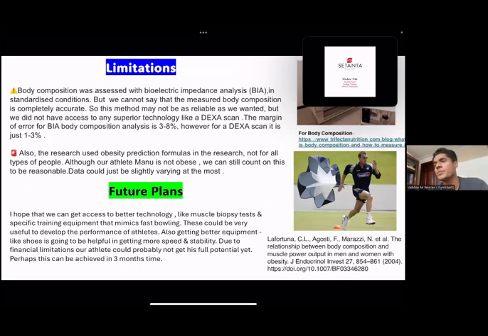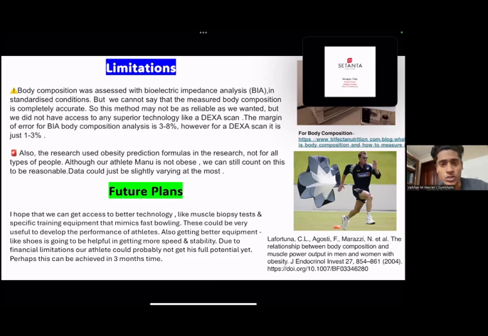We did have a few limitations, of course. We measured body composition using bioelectrical impedance analysis. So we could say that it's not the best method, but that's all we had access to. There's a common error of 3 to 8%, but we do not have access to a DEXA scan, so that's a limitation. But still, we did our best, and most of the research that we used considers obese people, and Manu is not obese, but still we can say most of this is applicable. So I can be happy for that, and the data could just vary slightly.